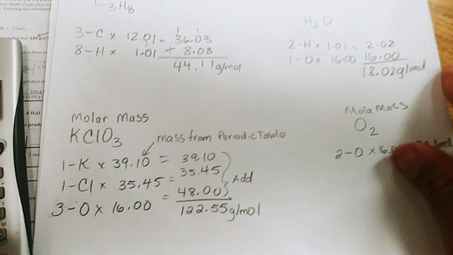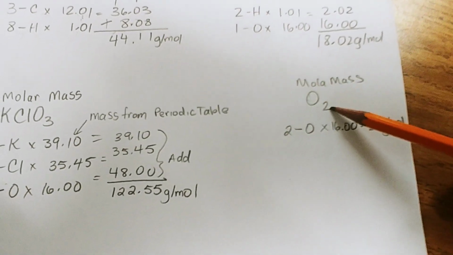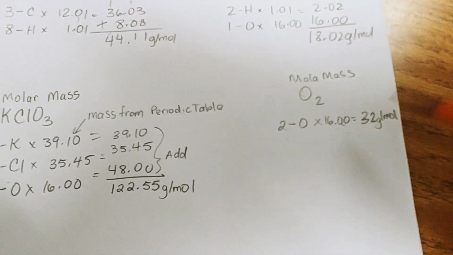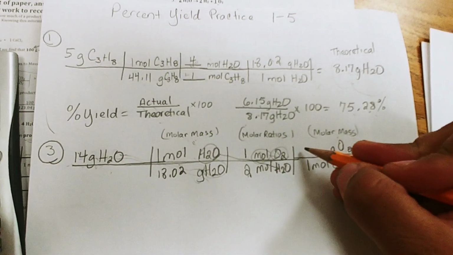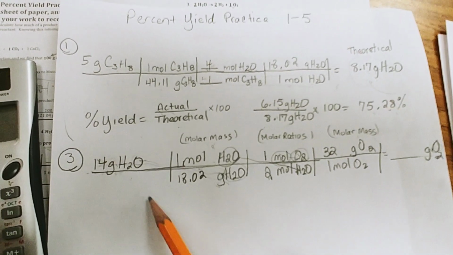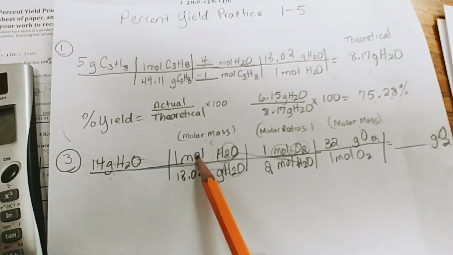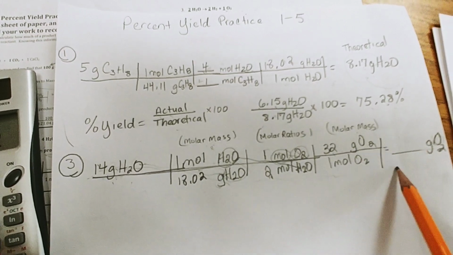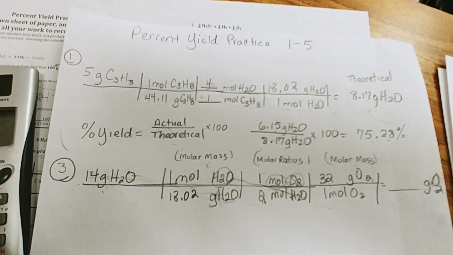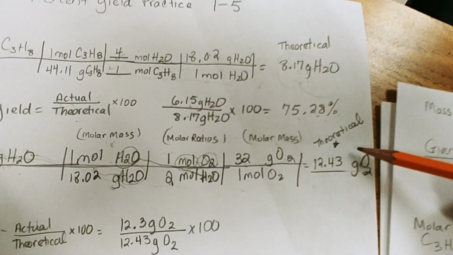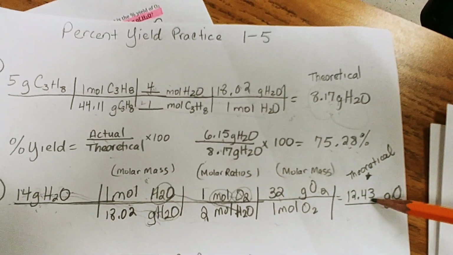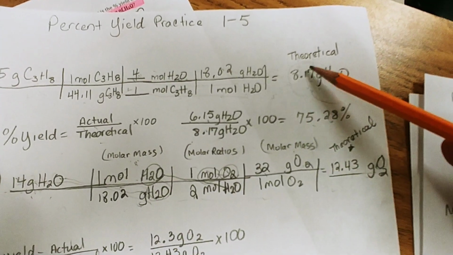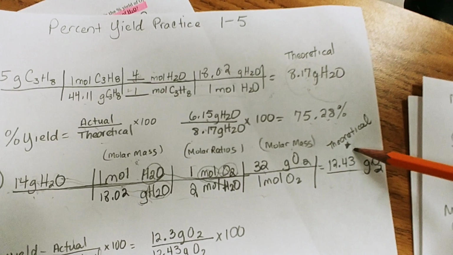And again, if you forgot, you have 2 oxygens. So 2 times the mass on the periodic table, which is 16, is 32. So that's going to be our molar mass for oxygen. Once you do that, you multiply all the numbers across from the top, all the numbers across from the bottom, and divide the top by the bottom answer to get your final answer there. Once I calculate it, it's going to end up being 12.43. And don't forget, whatever you come up with as an answer, that always represents your theoretical.